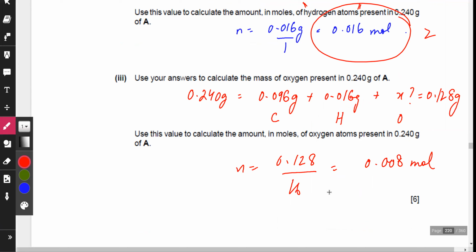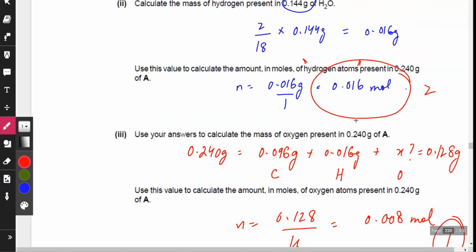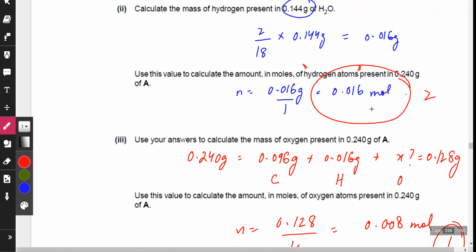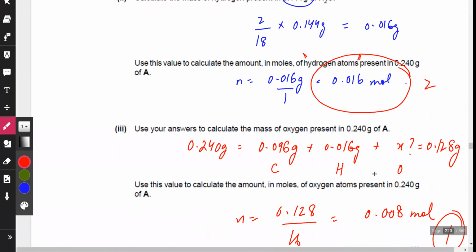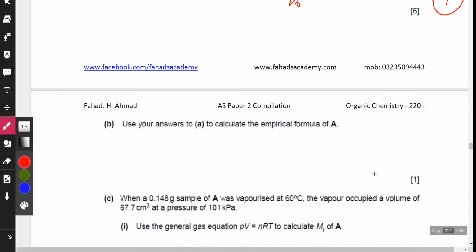So if you use the ratio, according to the ratio, it's going to be 1 to 1. Hydrogen is 0.016, carbon is 0.08 moles. So the ratio of the atoms carbon, hydrogen, and oxygen is coming out to be 1:2:1. So that's what he's asking for over here. Okay, is this clear? Yes.